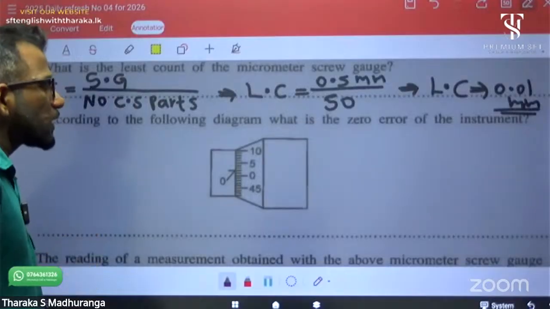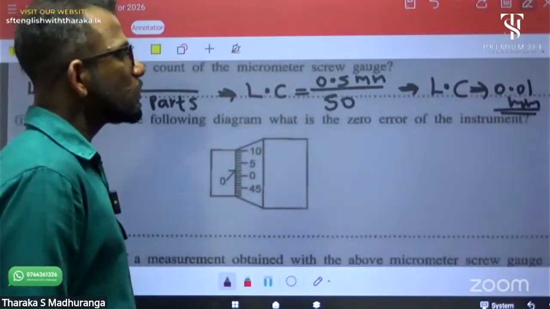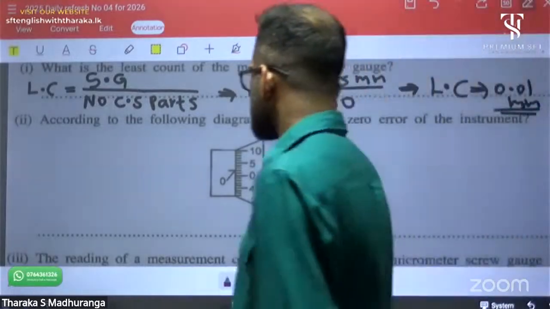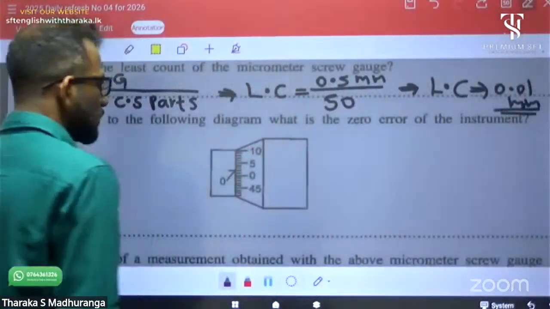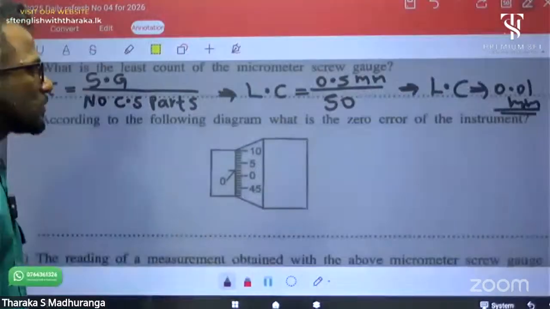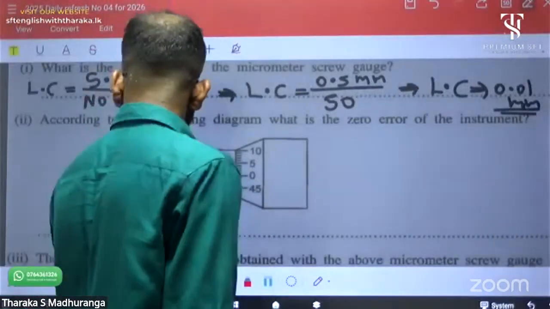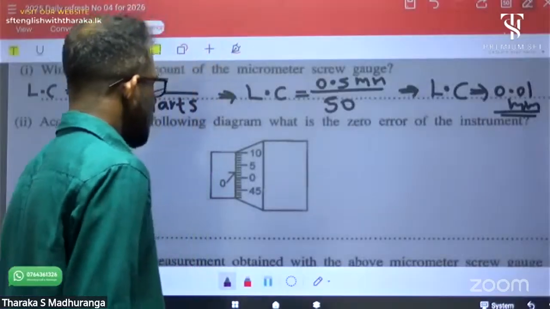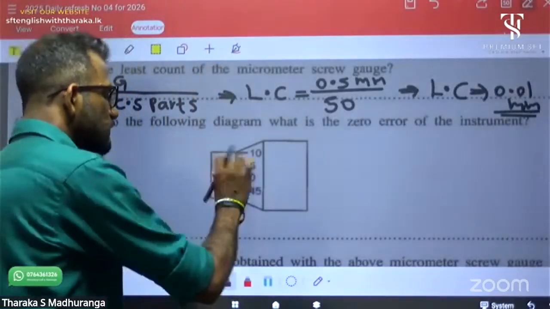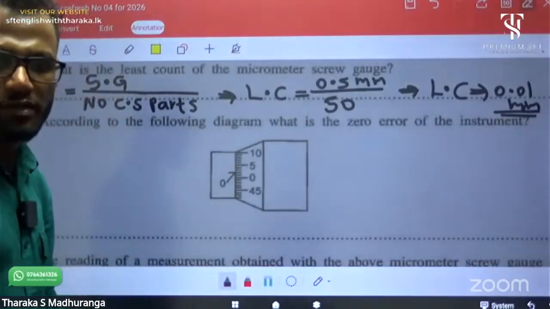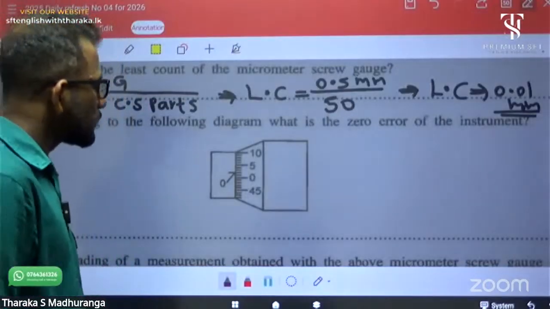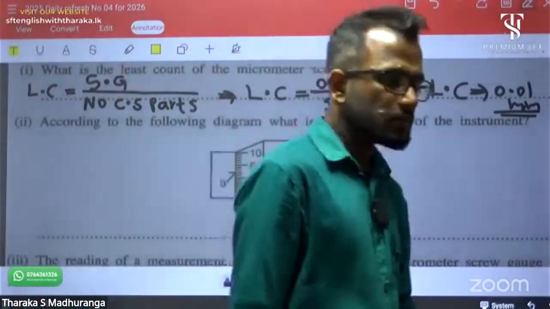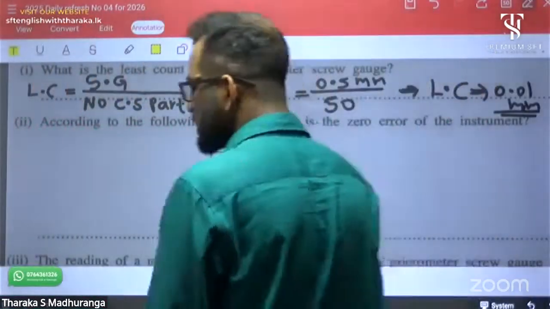According to the following diagram, what is the zero error of the instrument? First of all, you have to find out whether it is a positive zero error or a negative zero error. Okay, what do you think? Quickly send me: is the zero error positive or negative?